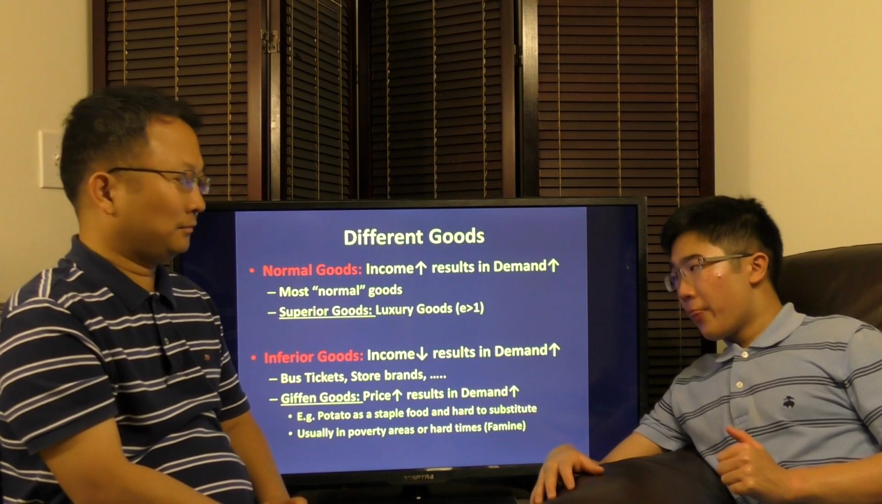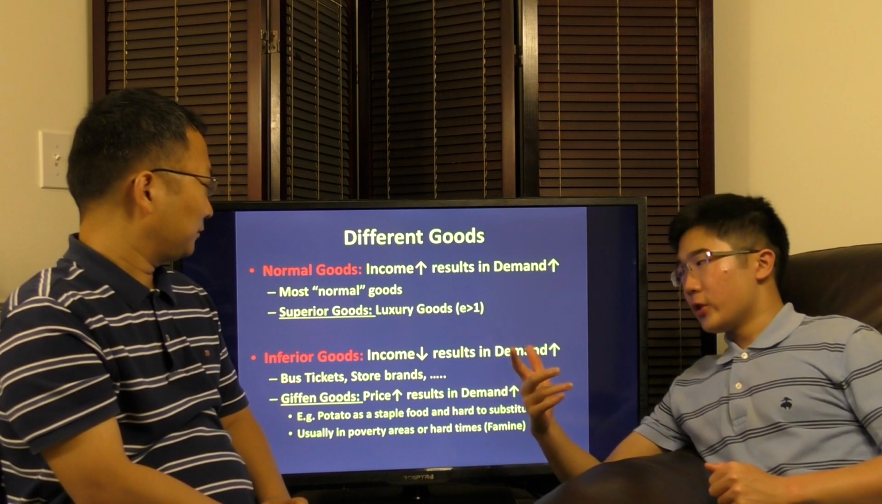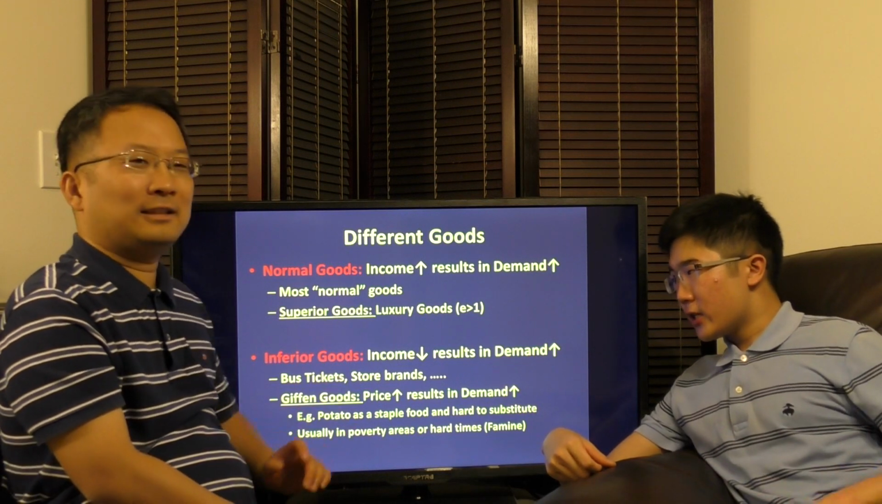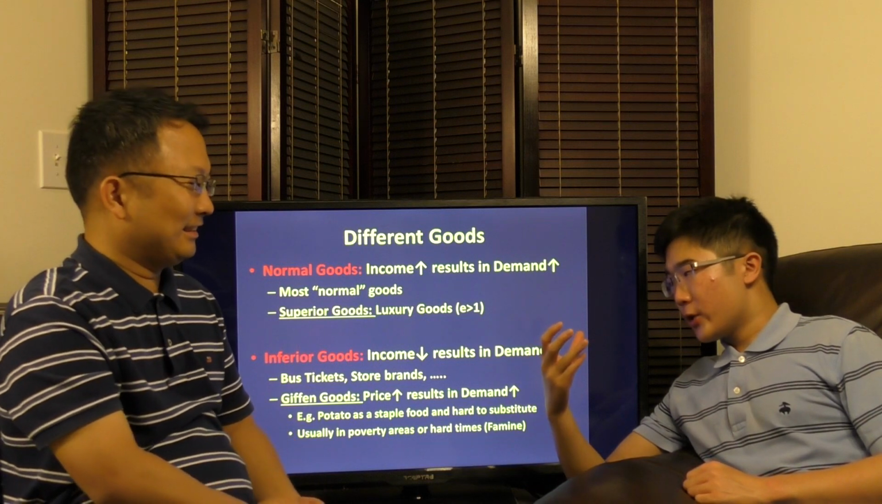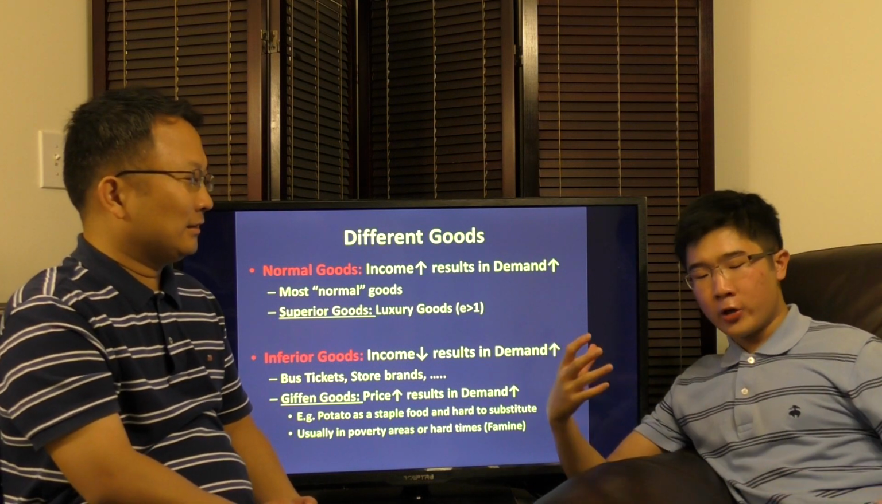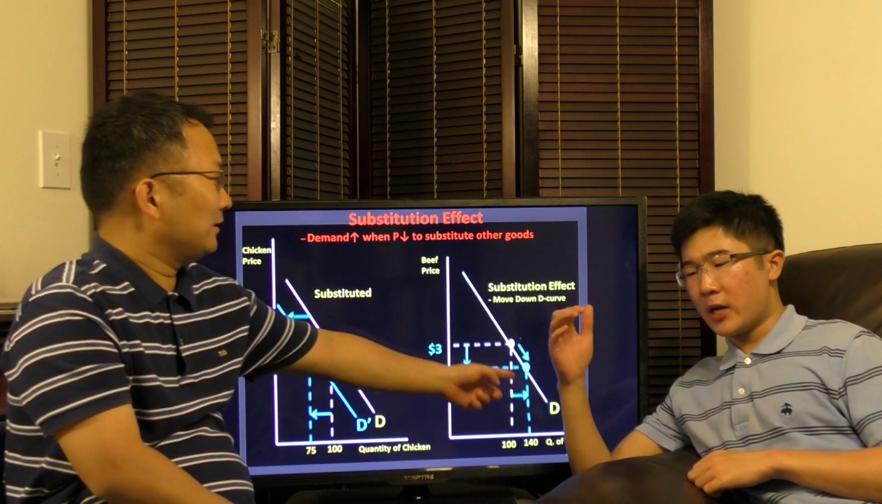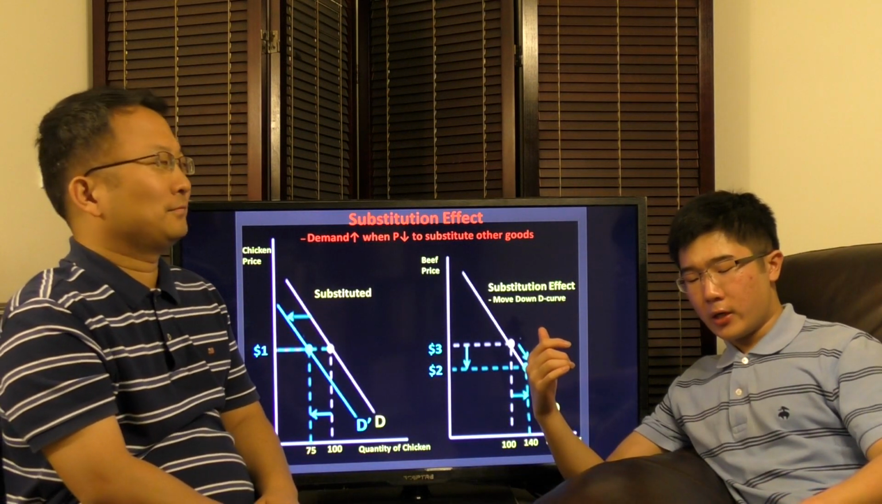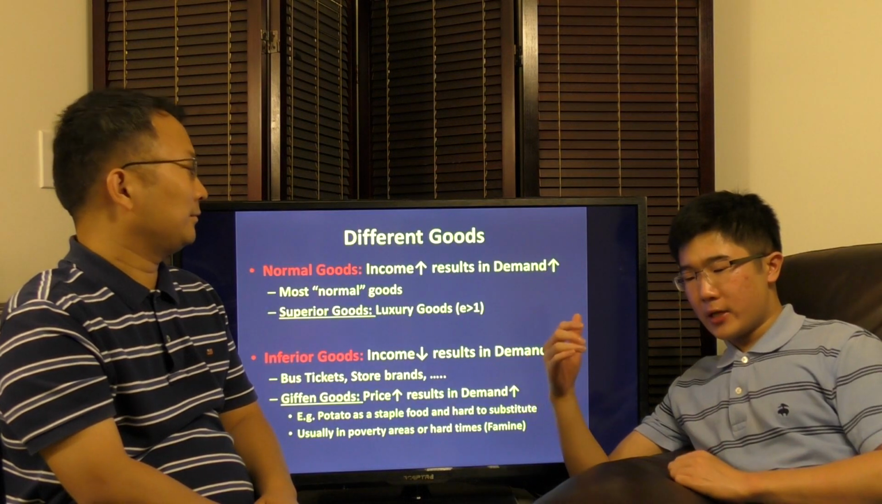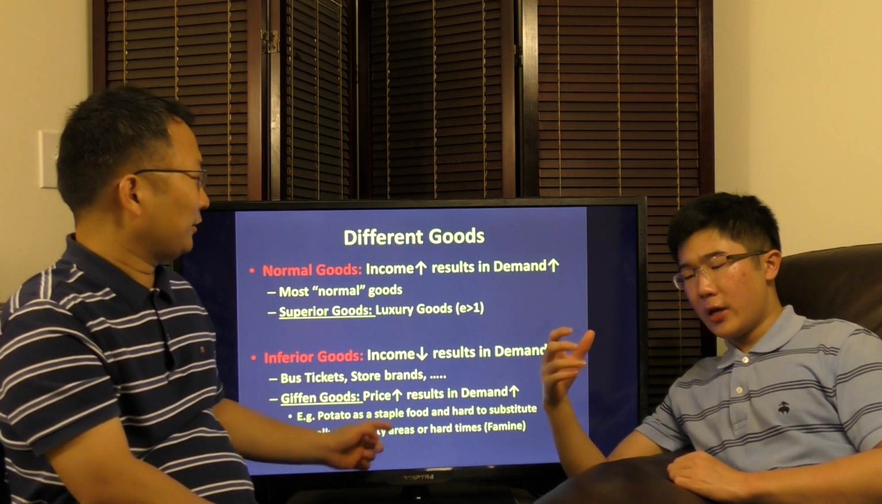Now this creates an interesting phenomenon: Giffen goods. Giffen goods are a type of inferior good where price increases and demand increases. This is counterintuitive because the demand curves we saw previously have a negative slope: if price decreases, quantity demanded increases. But in this case, if price increases, demand increases for Giffen goods.